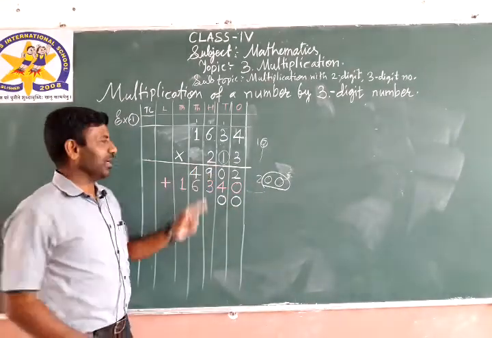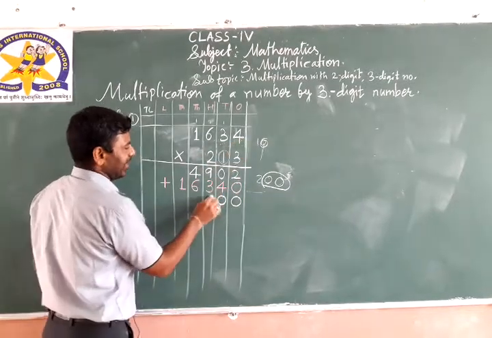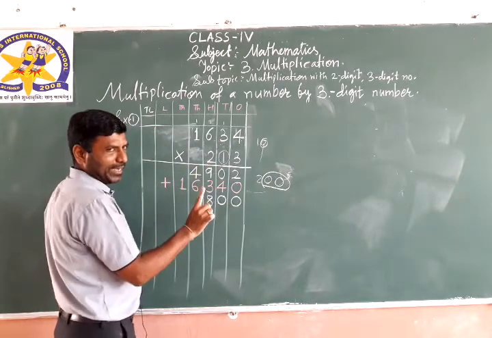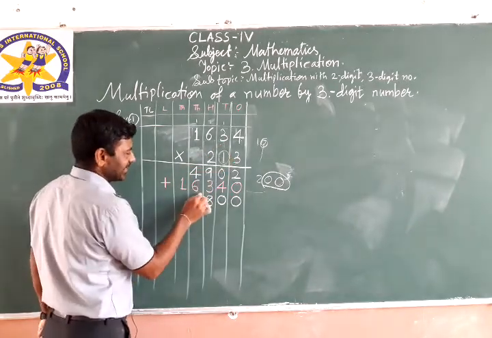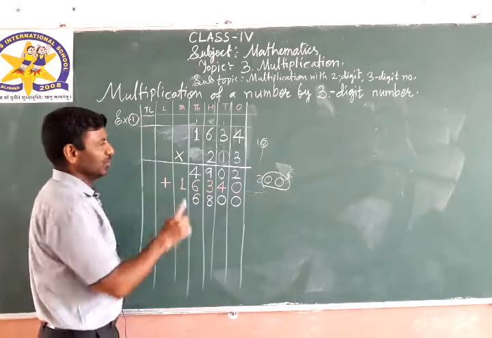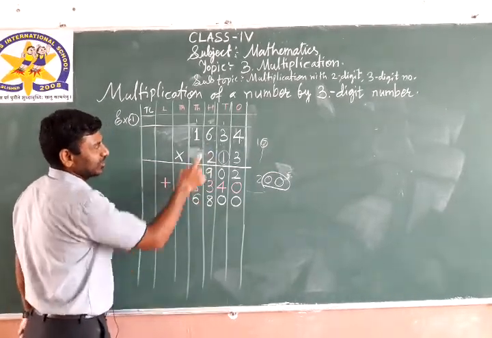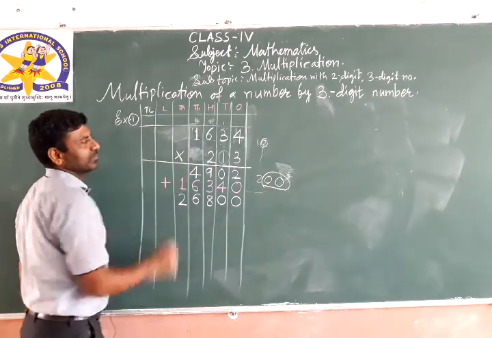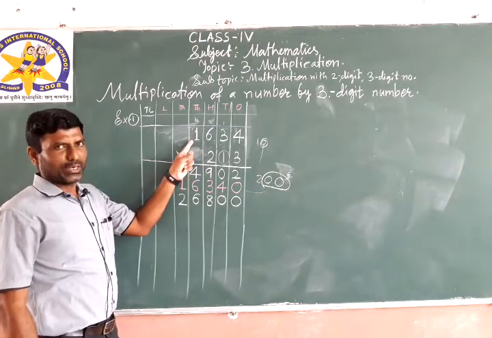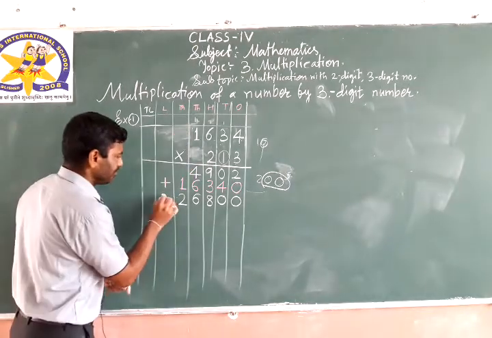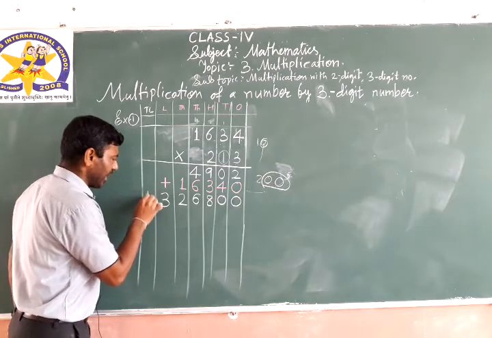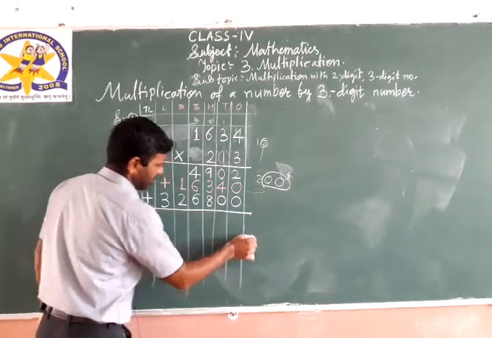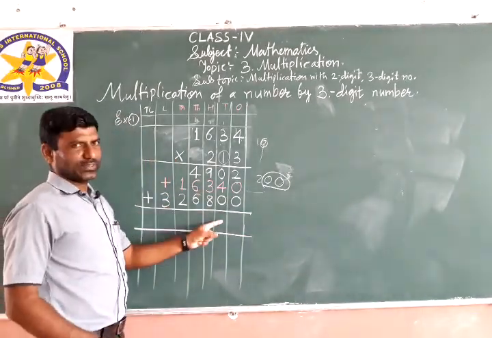So multiply with 2. Now 2 4s are 8, or 4 2s are 8. Any carry? No. 2 3s are 6. Any carry? No. 2 6s are, or 6 2s are 12. 2 carry 1. 2 1s are 2. 2 plus 1, 3. Now here also put the addition sign. This is very important. You should put addition signs here. Okay. Now add these 3 terms.